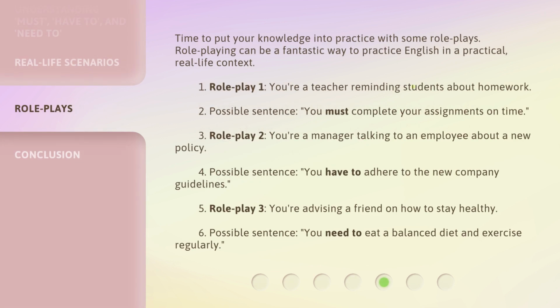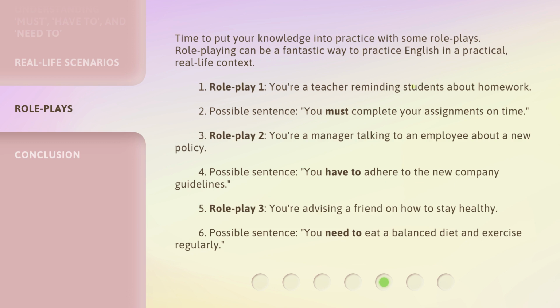Time to put your knowledge into practice with some role plays. Role-playing can be a fantastic way to practice English in a practical, real-life context. Role play 1. You're a teacher reminding students about homework. Possible sentence: you must complete your assignments on time.